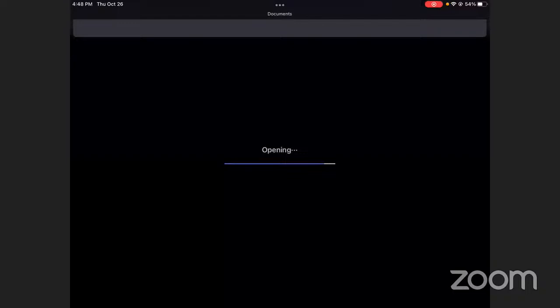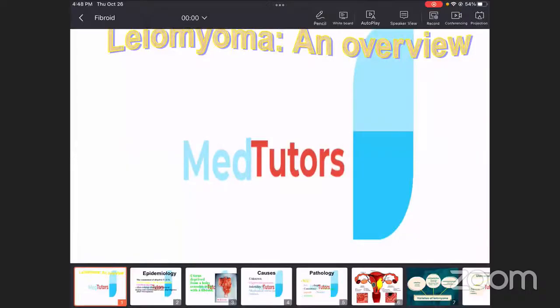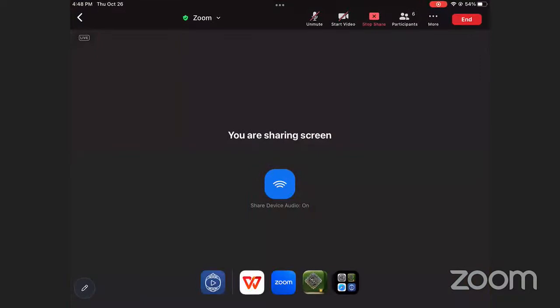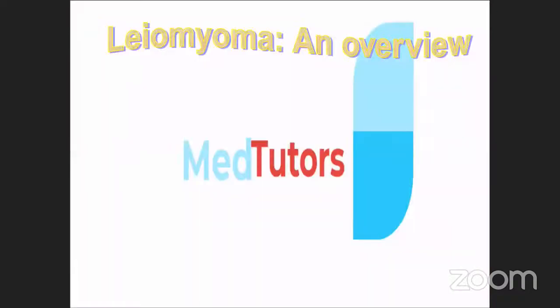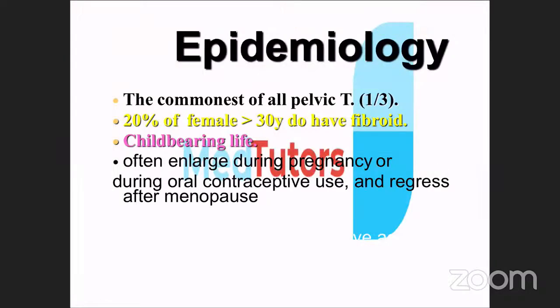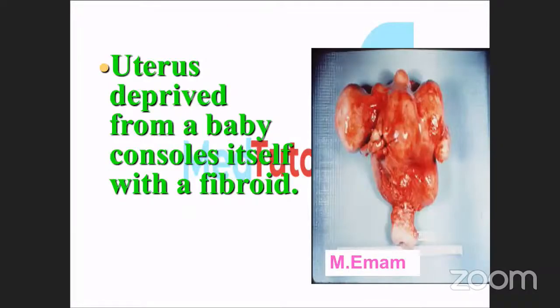This one, we are going to skip over a lot of the slides because there are a lot of pictures on the slide. So, all right, next slide. Uterine fibroid is the commonest pelvic tumor. Next slide.